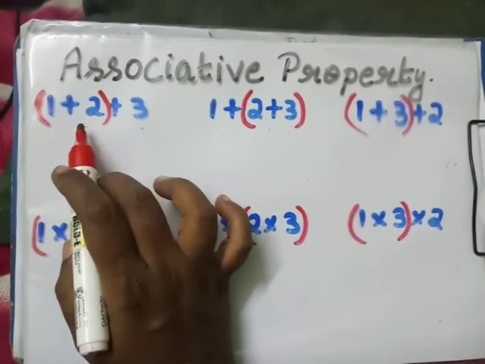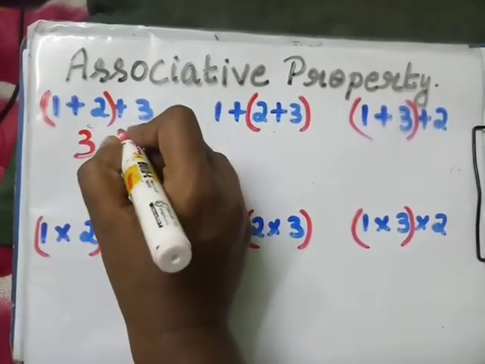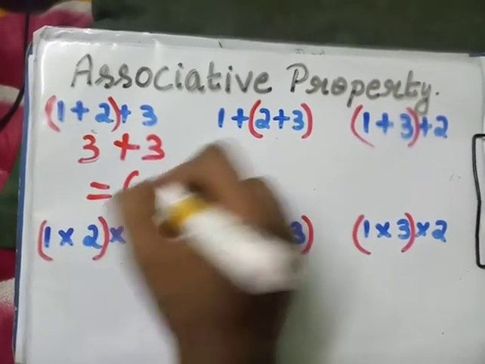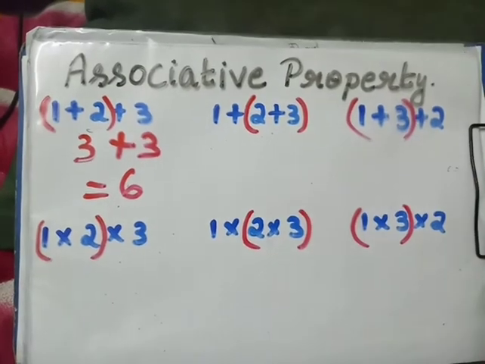So what is 1 plus 2? It is 3. So 3 plus 3. 3 plus 3 is 6. So I got the answer as 6.